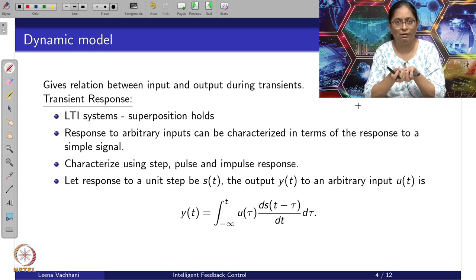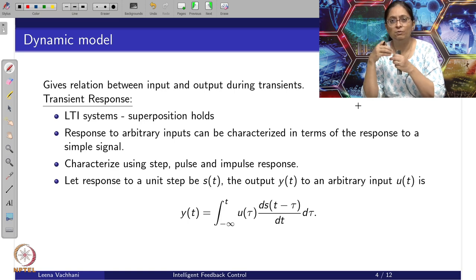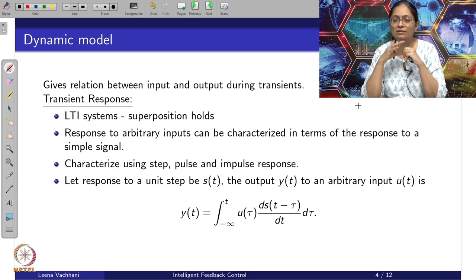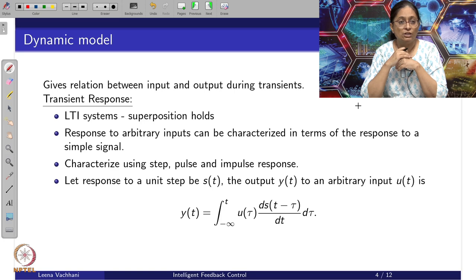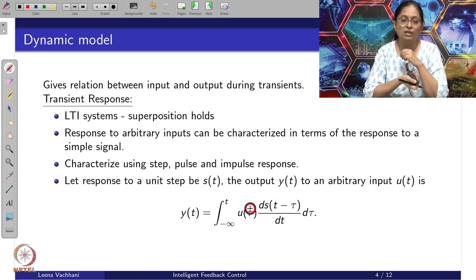the arbitrary signal. So the response to the arbitrary signal is going to be the superposition of the responses of these basic signals, which are step, pulse, impulse, sinusoids, ramp. All right. So we also know that the response of output y to a unit step signal s of t is nothing but the convolution of the impulse response and the arbitrary input u of t. All right.